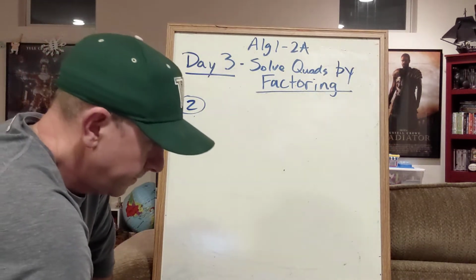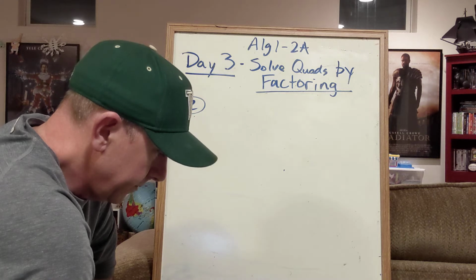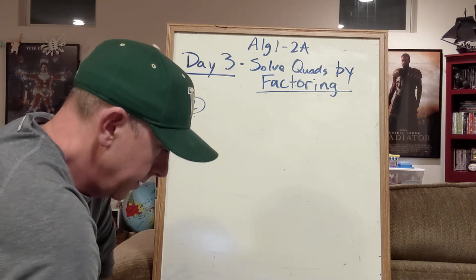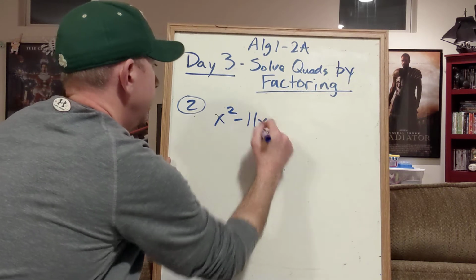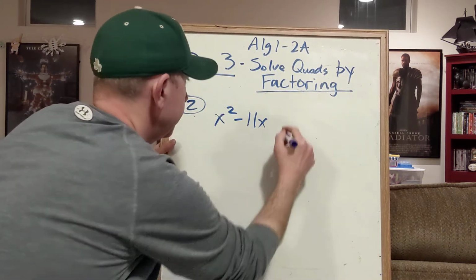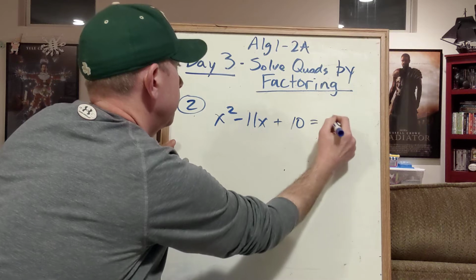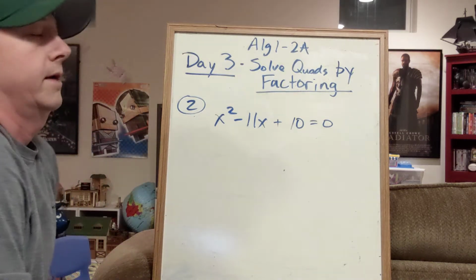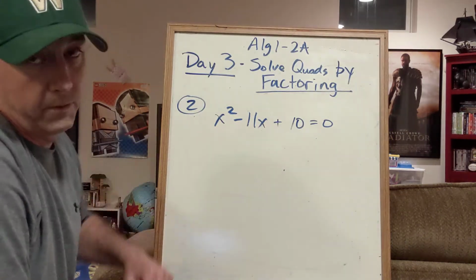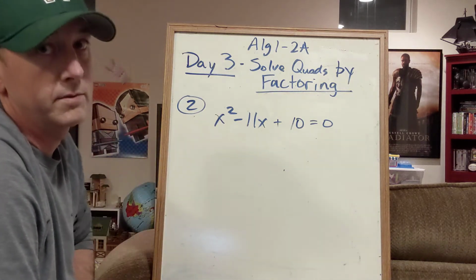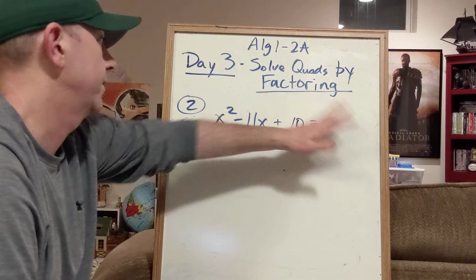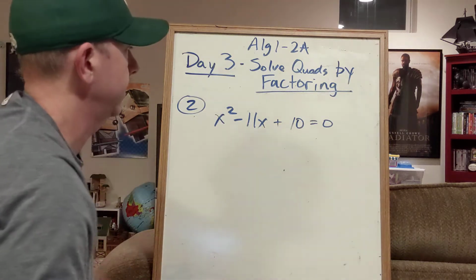But here we go. Number 2. For this one, we got x squared minus 11x plus 10 equals 0. All right, so we have factored this part before. The equal to 0 part is what's new. We need it to be equal to 0 to solve it for factoring. We can't have the 10 over there or anything else. We have to have it equal to 0.